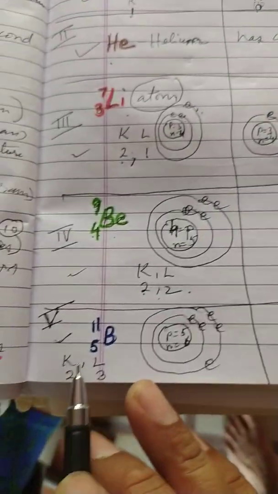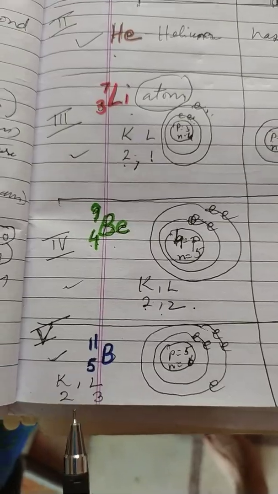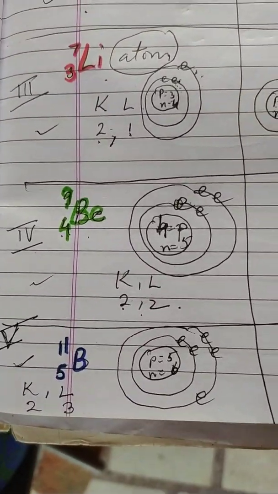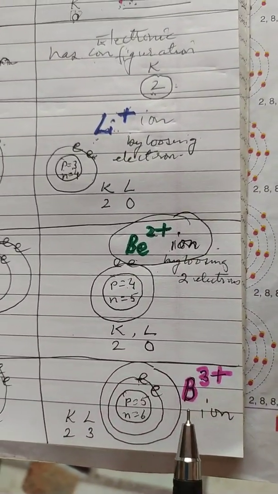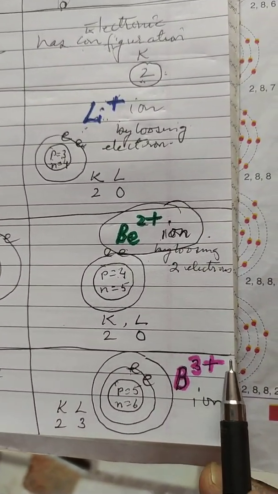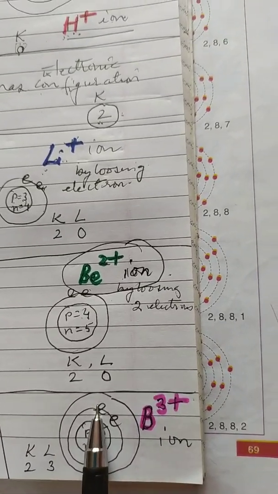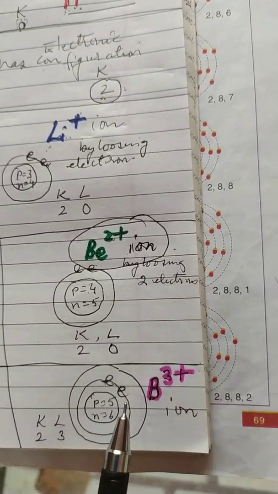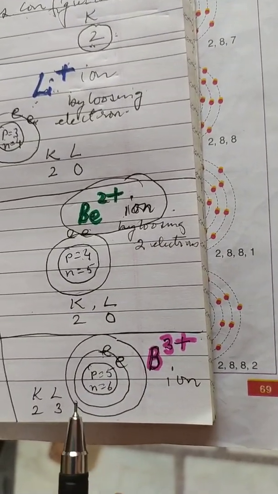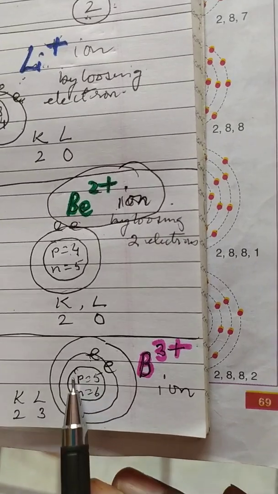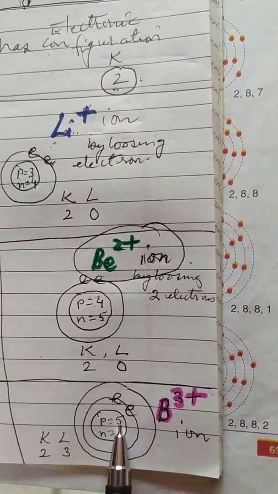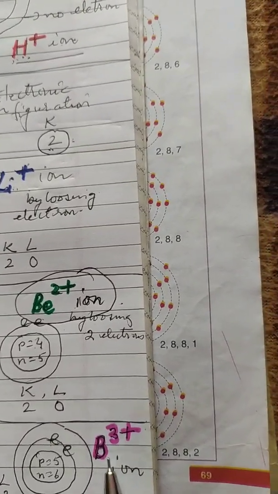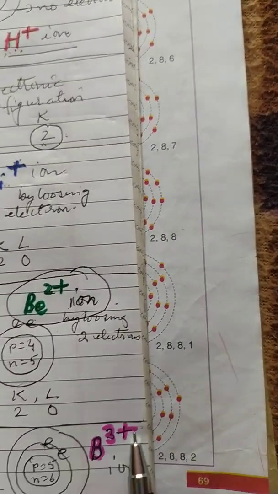Let us also quickly look at boron. Boron has got electronic configuration 2 and 3. This is the boron atom. When we look at the ion, it becomes B3 plus. So we see the first shell has got 2 electrons, but the outer shell has lost 3 electrons. That is why the positive charge in the nucleus increases by 3. So we have got boron with boron ion 3 plus.